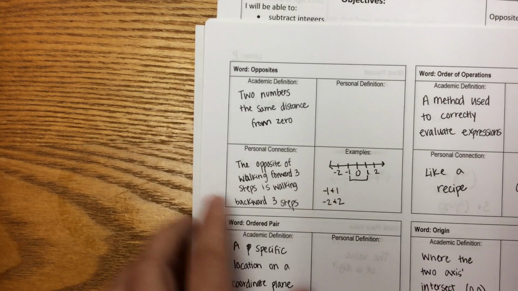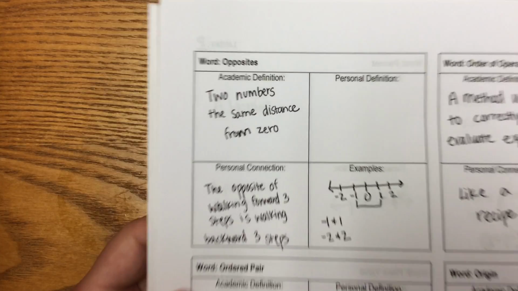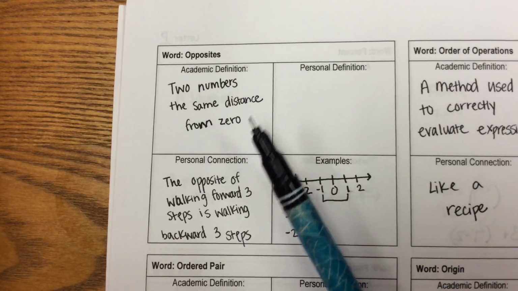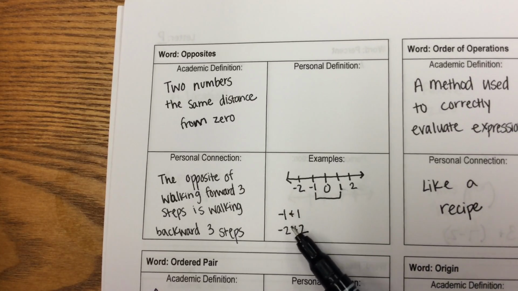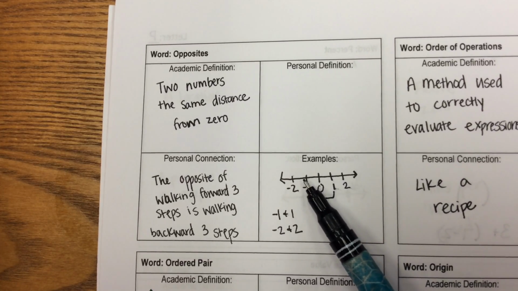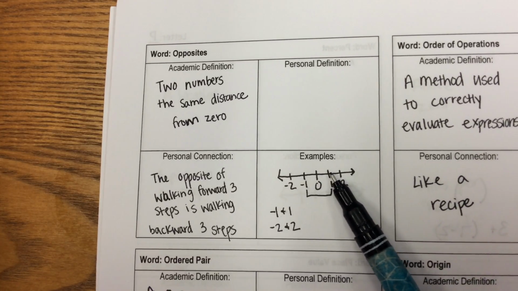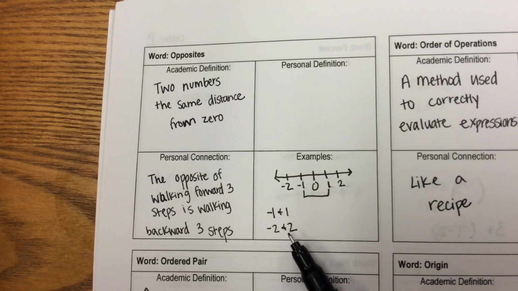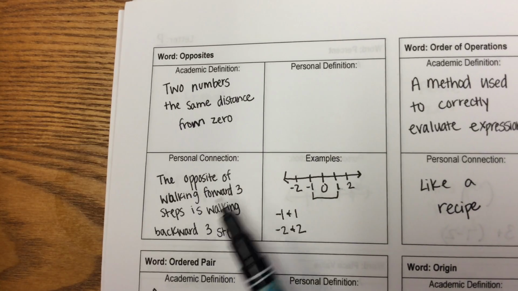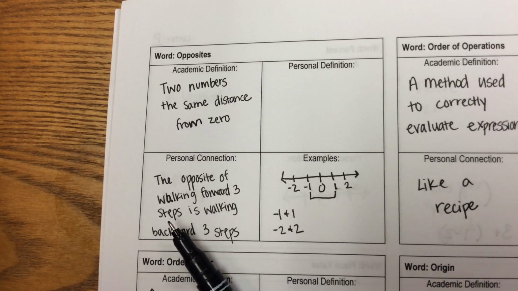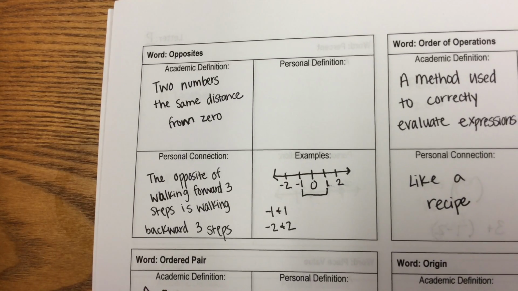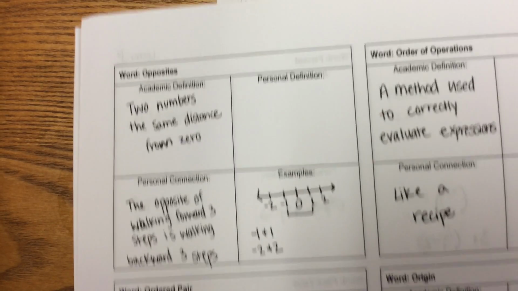Opposites are two numbers the same distance from 0. Like -1 and 1 are opposites because they're both 1 away from 0. If I go 1 to the left, I get to -1. I go 1 to the right, and I get 1. Same thing with -2 and 2. They are opposites. So the opposite of walking forward 3 steps is walking backward 3 steps. And that is the only vocabulary word for today.